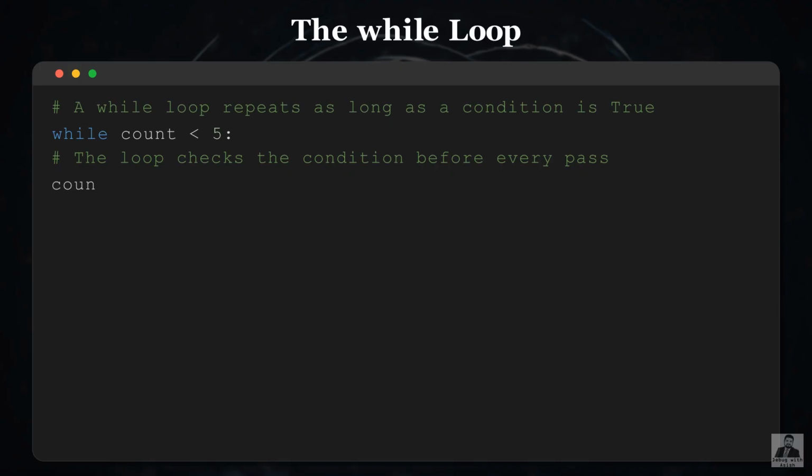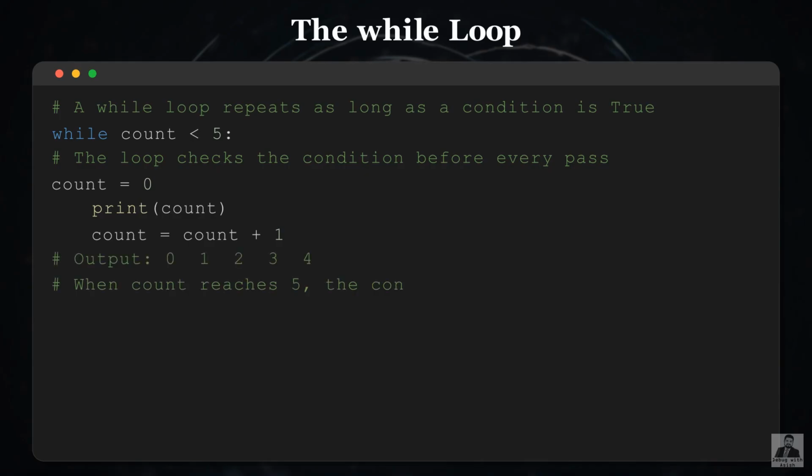Here, we start count at 0. Each pass prints count and then adds 1 to it. When count reaches 5, the condition count less than 5 becomes false and the loop stops. Notice that we are manually updating count inside the loop. This is essential. If you forget to update the variable, the condition never becomes false and the loop runs forever.